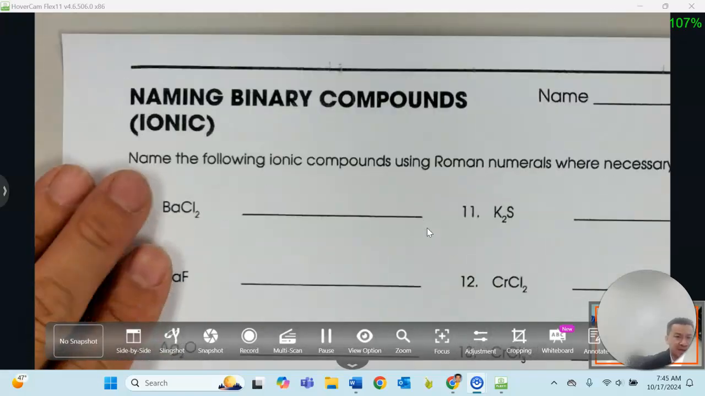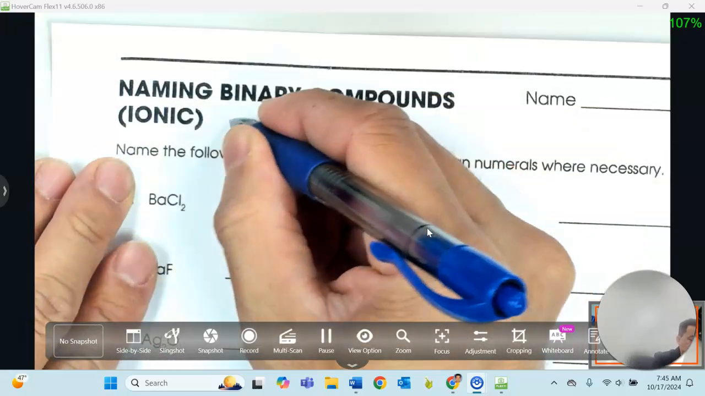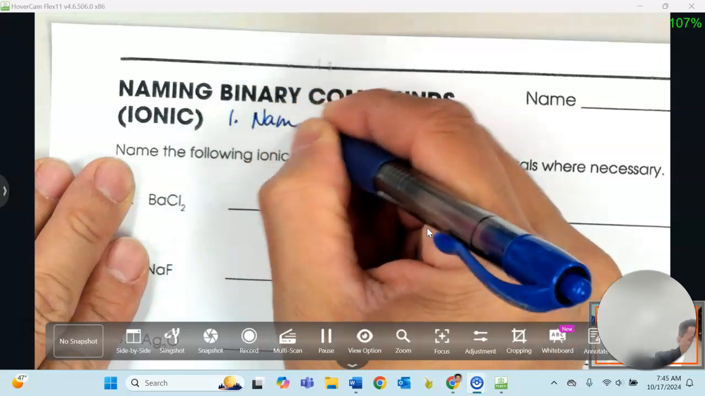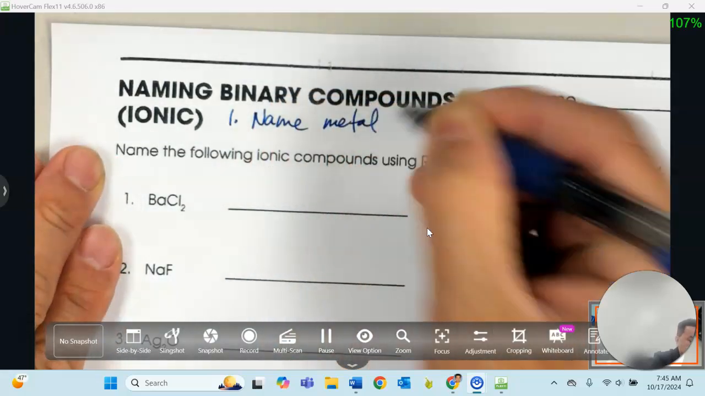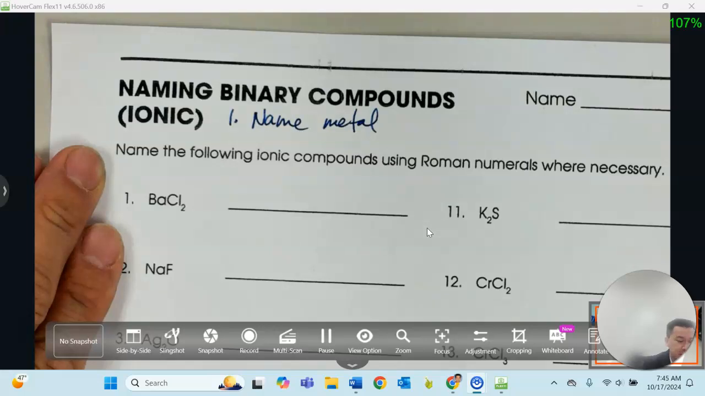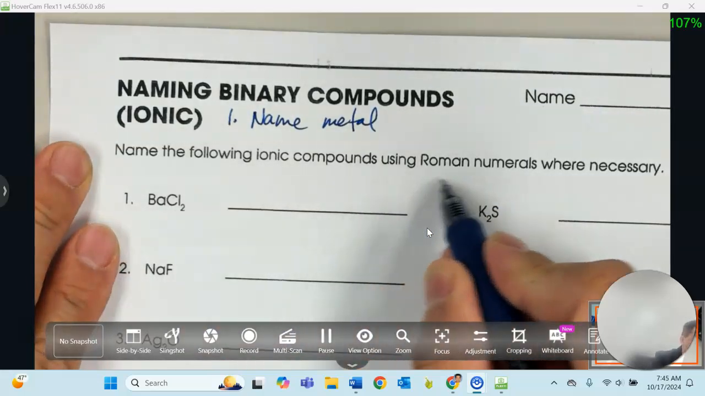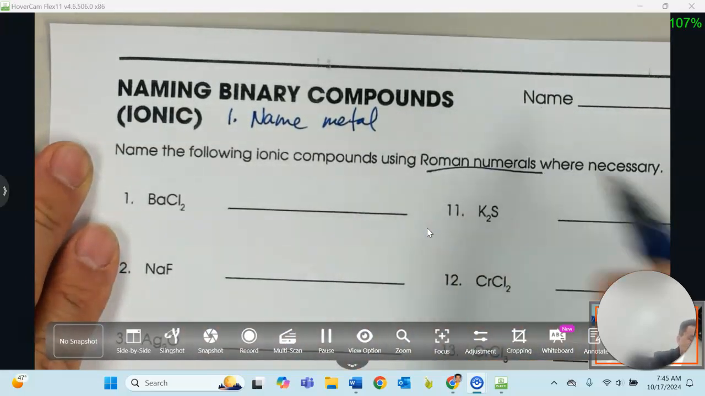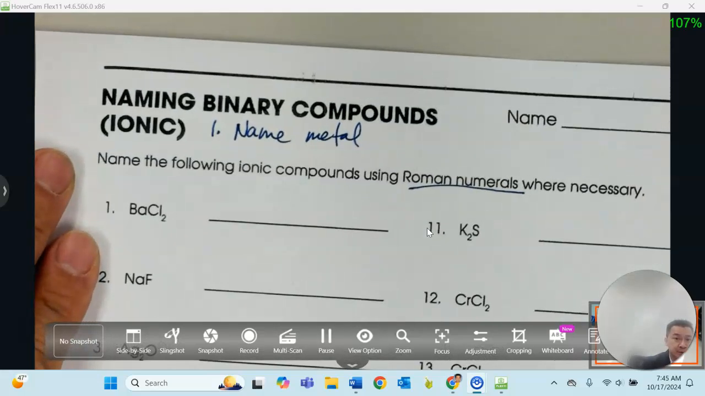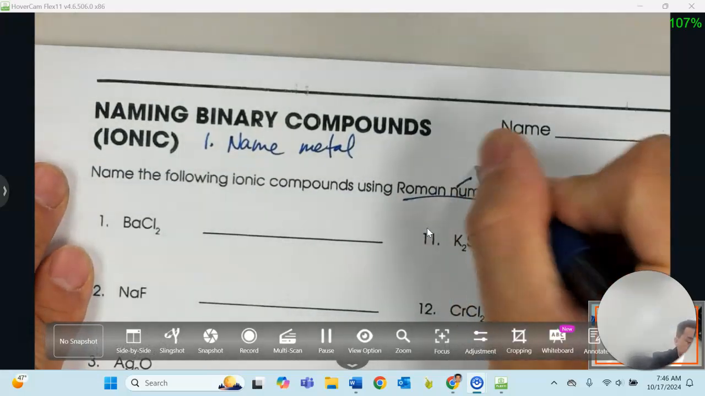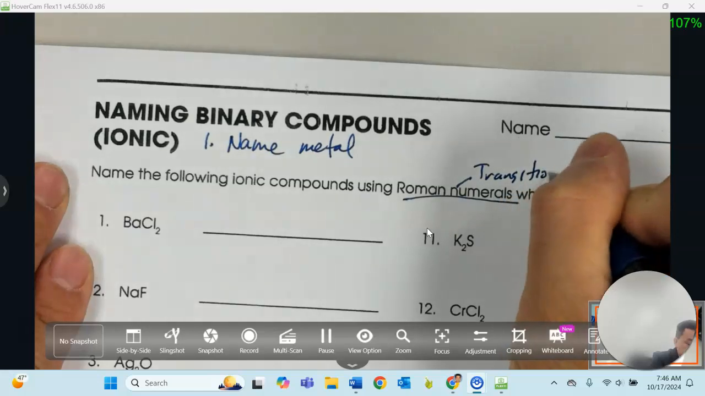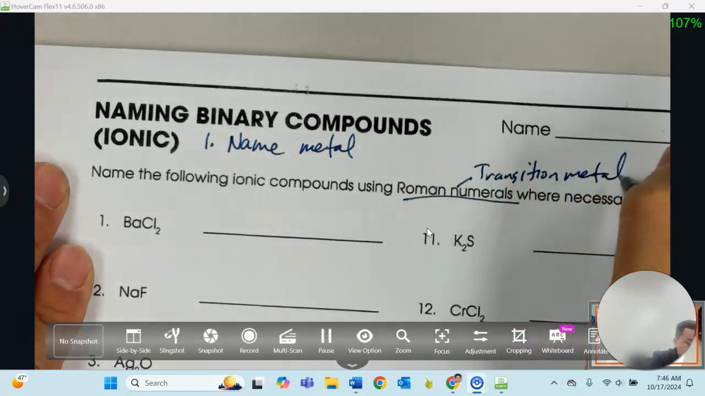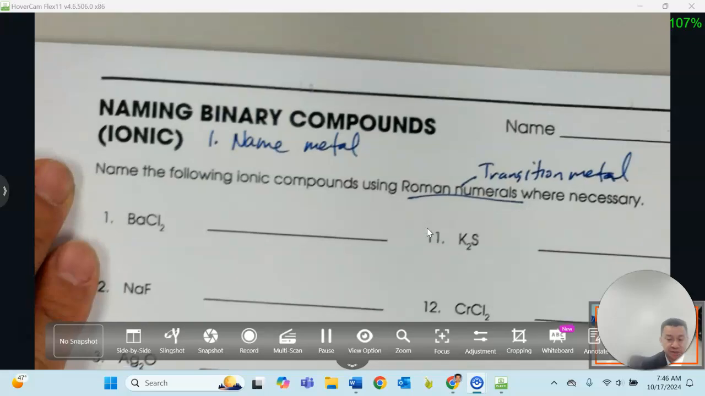It's pretty basic here. It's just one step. Name the metal. Name the metal. Just the normal name. And so it says here, name the following ionic compounds using Roman numerals. So when do you use Roman numerals? If the metal is a transition metal. So you have to check that. Is that metal a transition metal?